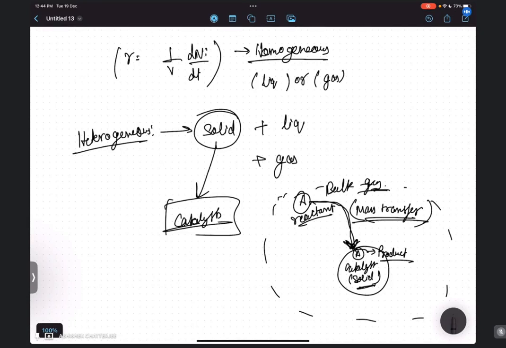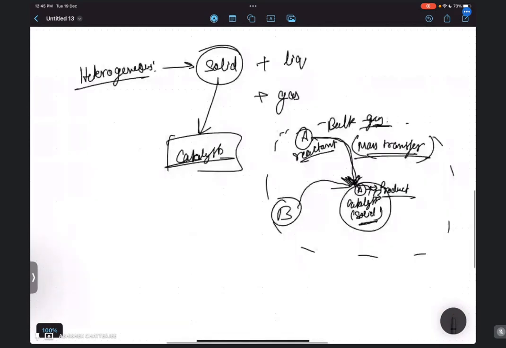Suppose you are having two reactants, so no problem, another reactant B will also be there. It will also diffuse onto the catalyst surface, reach the catalyst surface. There A plus B will react and it will form your product. Okay, so this is the basic idea of your heterogeneous reaction. So till here it is clear, no?